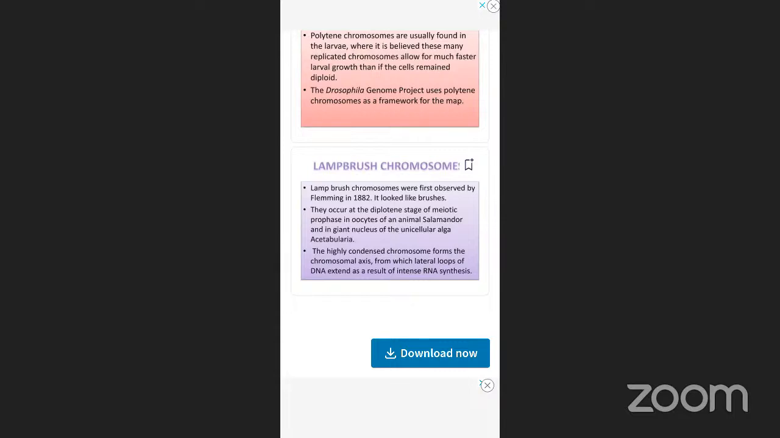Like polytene chromosomes, lampbrush chromosomes are also special types of chromosomes, where gene activity is regulated at the level of RNA synthesis.